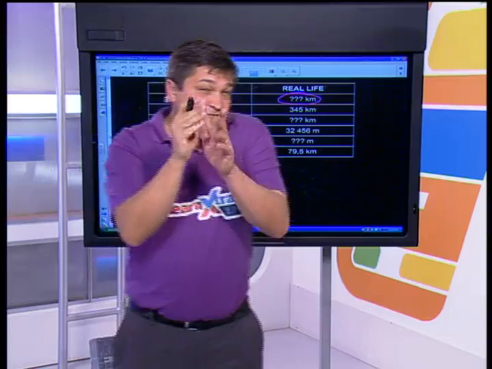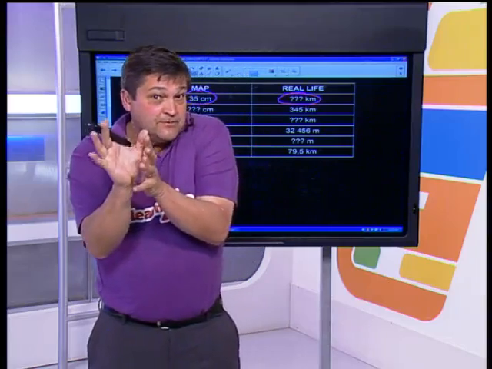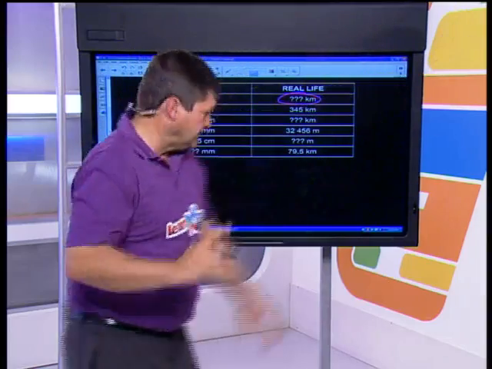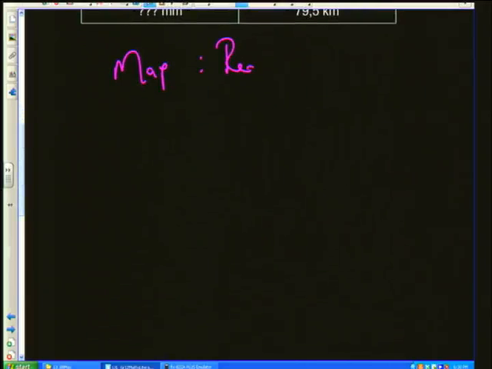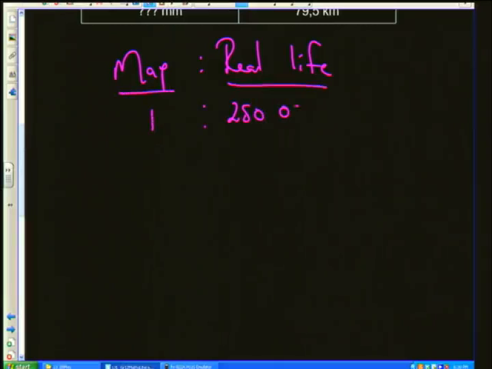Okay, so the first thing is this: I've got a map, and I've got the real life world out there. So I'm going to write that down. I'm going to say, Peter, you have the map and you have real life. We are working with the scale of 1 unit on the map represents 250,000 units in real life.